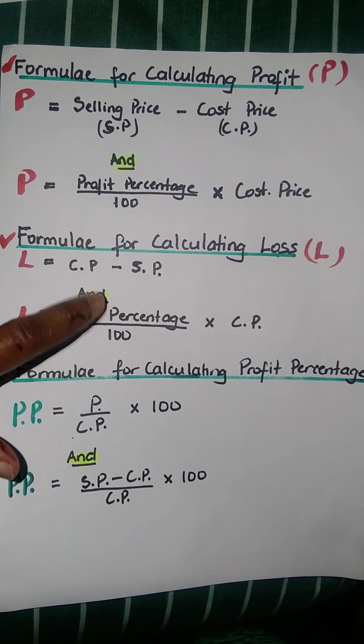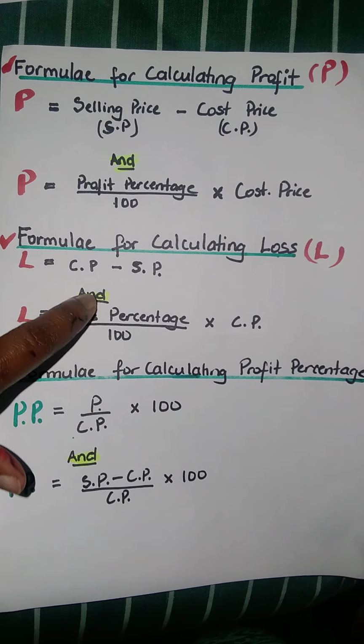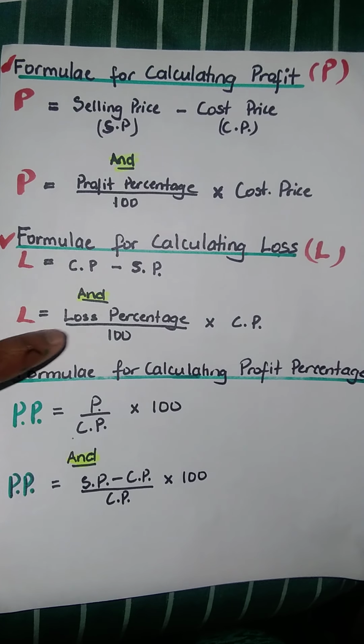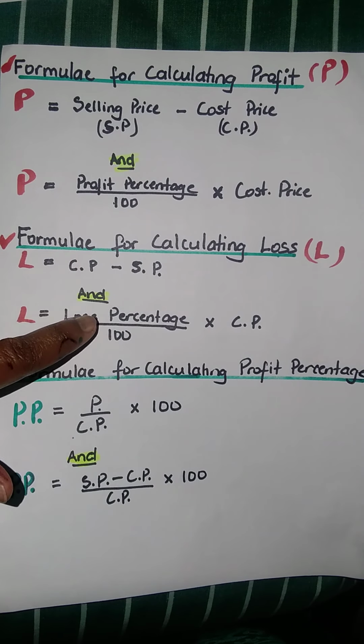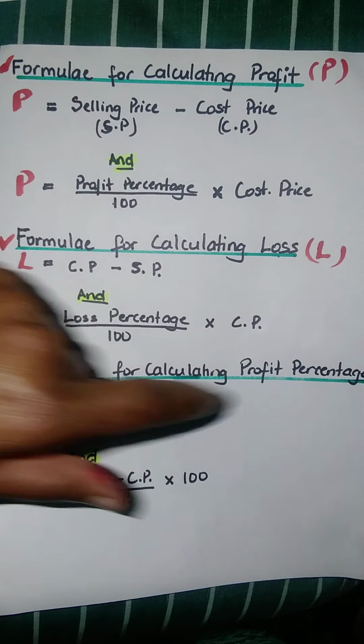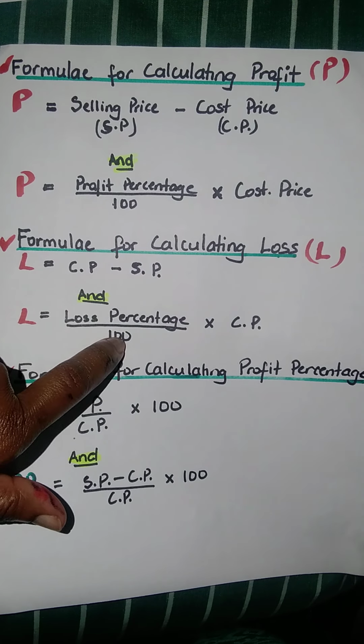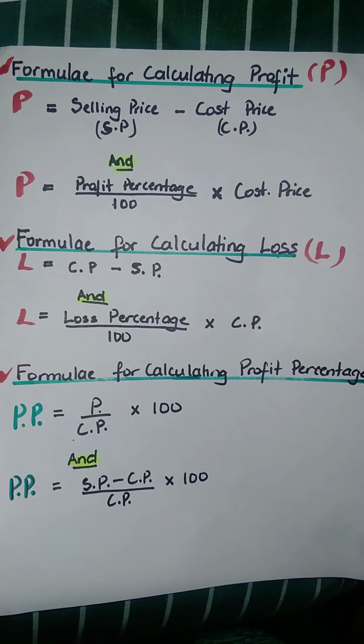There's another formula for calculating loss. And that formula can be used when we are given loss percentage and the cost price. So we would take the loss percentage, divide it by 100 and multiply it by the cost price.